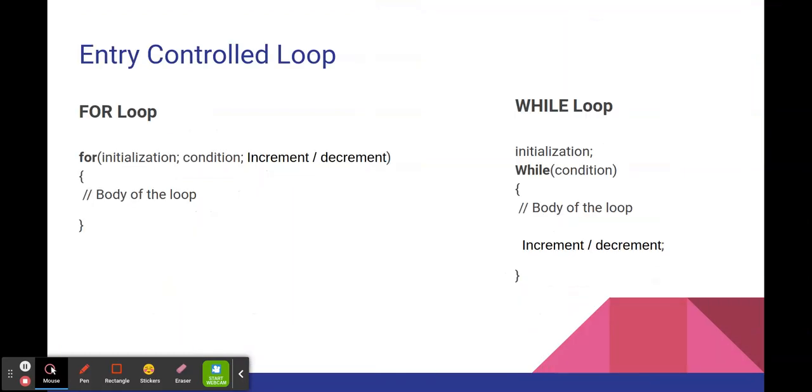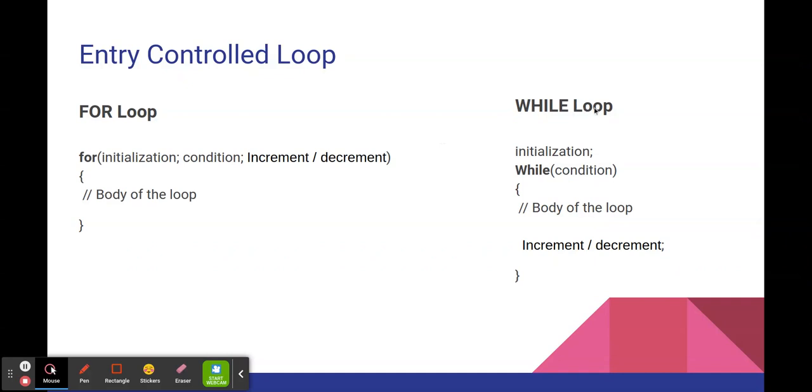Now the example of this entry control loop is the for loop. So for loop comes under this entry control loop. So in for loop you can see first an initialization happens, then condition is checked, then increment or decrement. So this is the syntax. Then after initialization and condition check, if condition is satisfied, then body of the loop is executed.